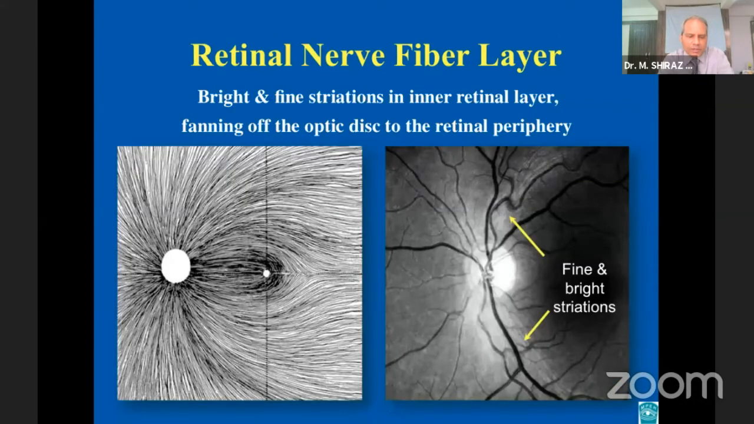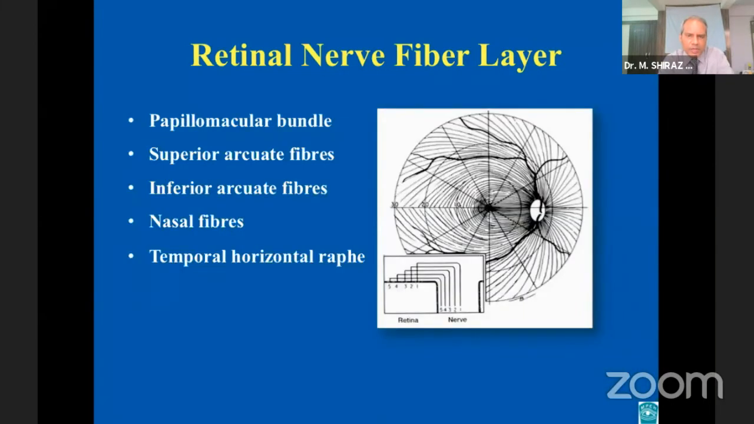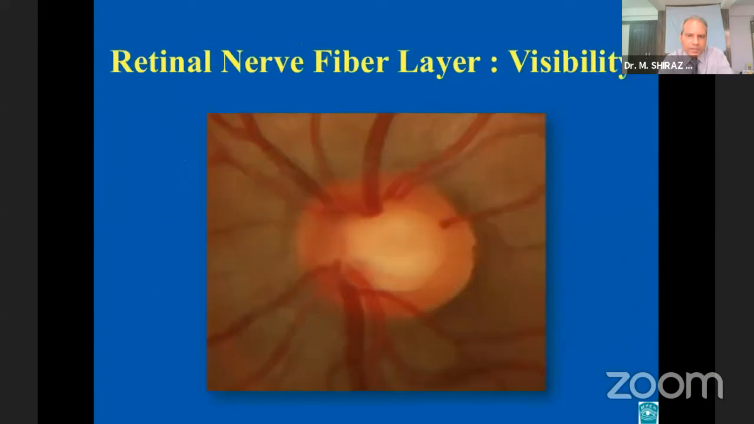The retinal nerve fibers, or better, the retinal nerve fiber bundles, are detectable as bright and fine striations in the inner retinal layer, fanning off the optic disc to the retinal periphery. These are categorized into the following 5 important bundles. In normal eyes, the visibility of the retinal nerve fiber layer is regionally unevenly distributed.